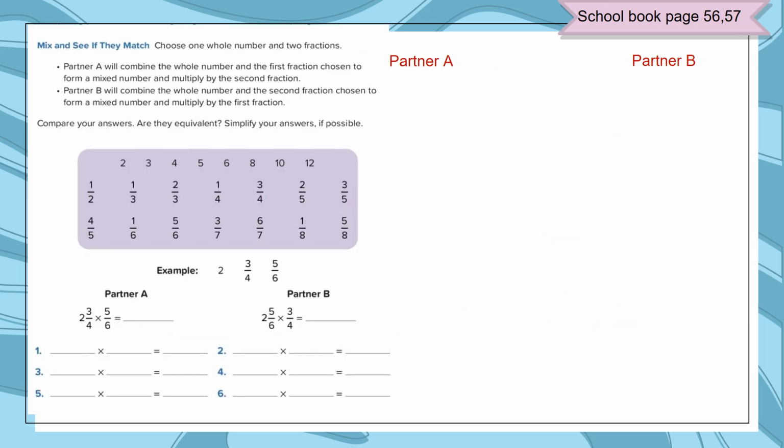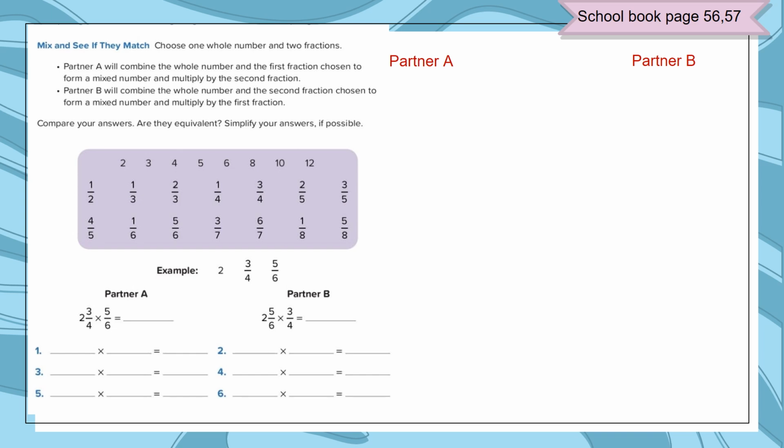Here our school book, page 56 and 57. Choose one whole number and 2 fractions. Partner A will combine the whole number and the first fraction chosen to form a mixed number and multiply by the second fraction. Partner B will combine the whole number and the second fraction chosen to form a mixed number and multiply by the first fraction. Compare your answers. Are they equivalent or not? Simplify your answers if possible.